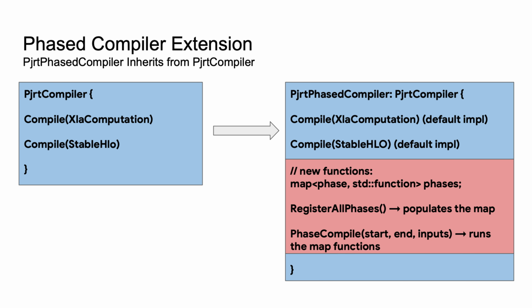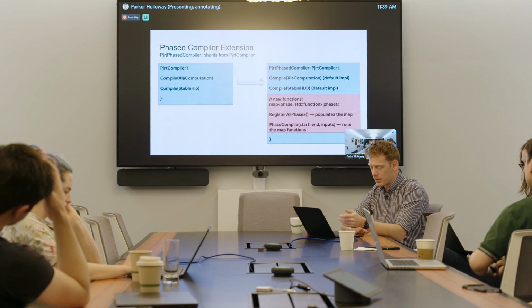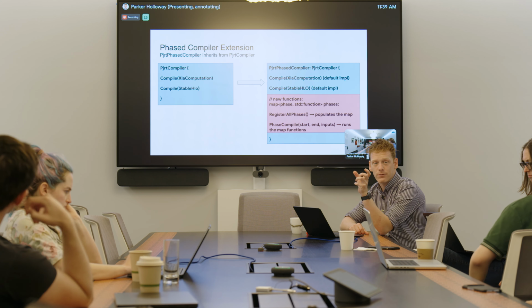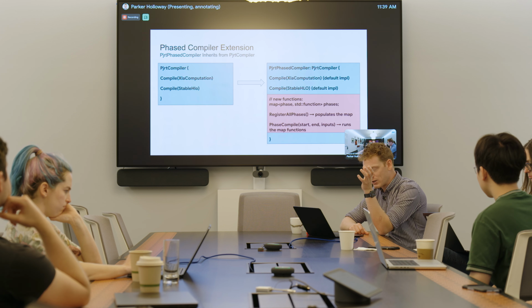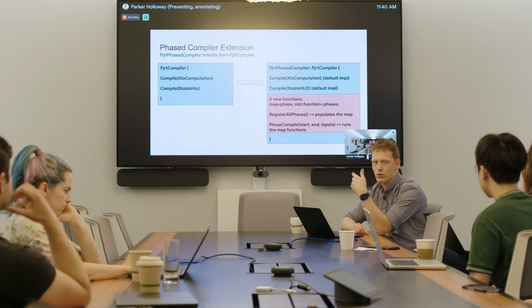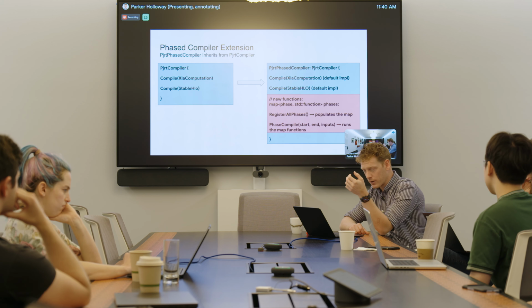The old PJRT compiler had two things that you needed to implement, two different compile endpoints. One which takes an HLO XLA computation, and one that takes stable HLO. We're replacing that in phased compiler with a map that registers a function for each phase of your compile. So you could have a phase for optimizing for sharding. You could have a phase for auto-tuning, that type of thing.